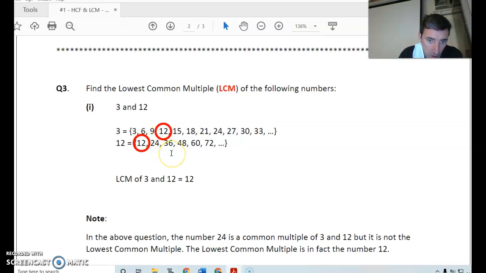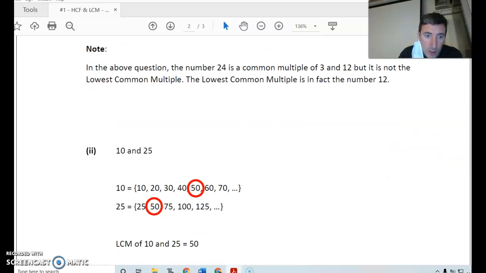Now make sure you're aware that 24 is another common multiple. 36 would in fact turn out to be another common multiple, and so would 60 and 72. But the lowest common one is what we're interested in, and that is 12. Okay, so a good few questions there.